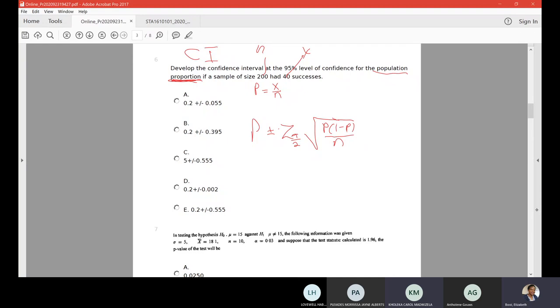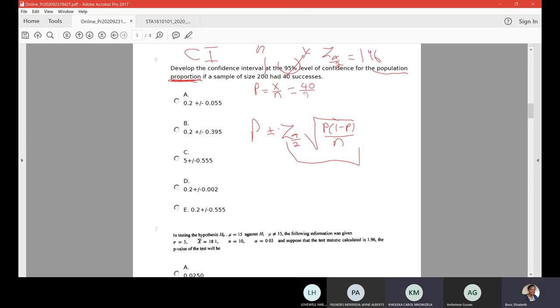Remember, if you look at the answer, they only want you to work out everything on the right hand side. And since you are given a 95% confidence interval, your Z alpha divided by 2 is 1.96. I told you that they like using 95%. So you must by now know that at the 95% confidence level, your critical value is 1.96. So let's start with the P.